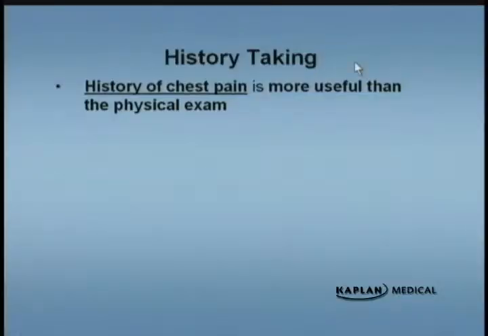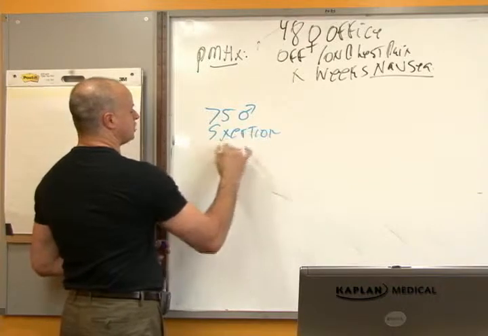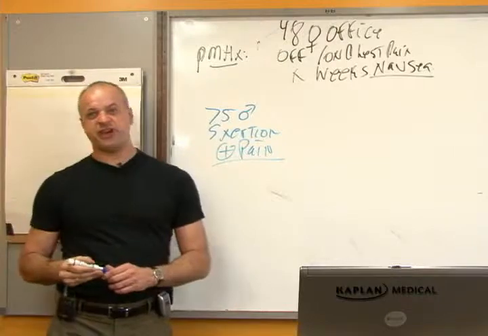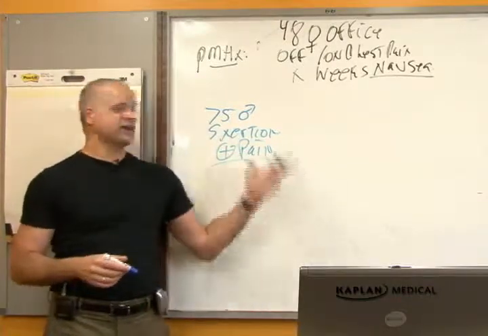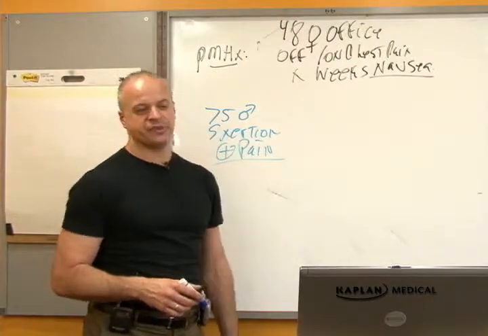Now, the history of the chest pain is much more important than the physical. In other words, if you tell me that this is, my gosh, a 75-year-old guy who's got exertional chest pain, exertion plus chest pain, I don't care what physical exam findings he's got. He's got ischemic disease. He's going to die of a heart attack. Old guy with exertional chest pain, ischemia.